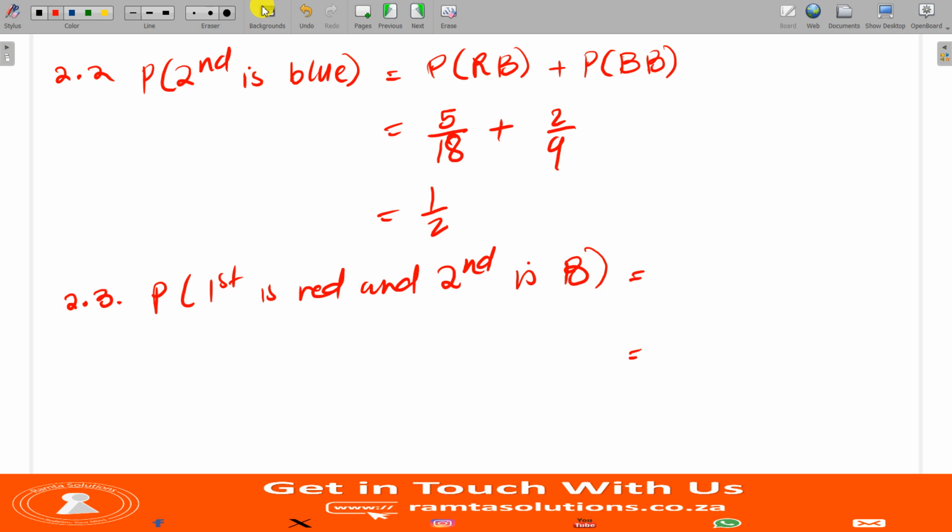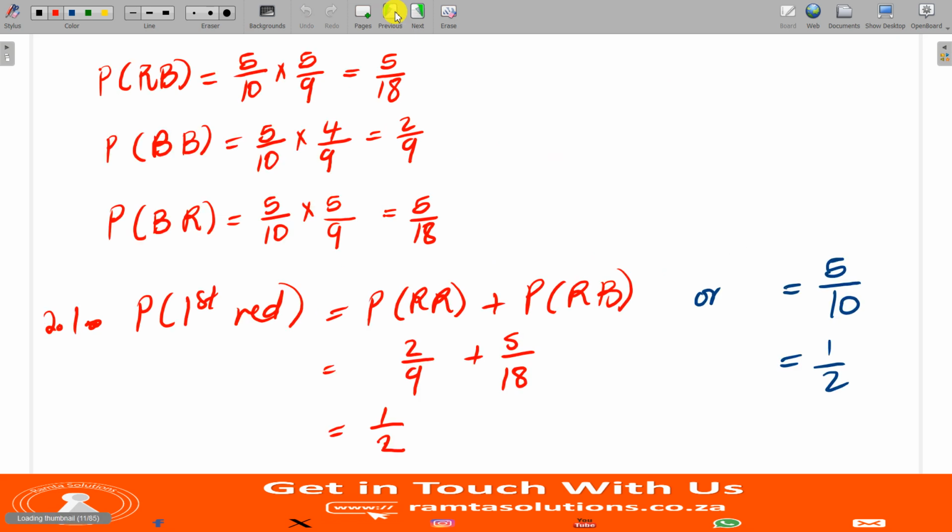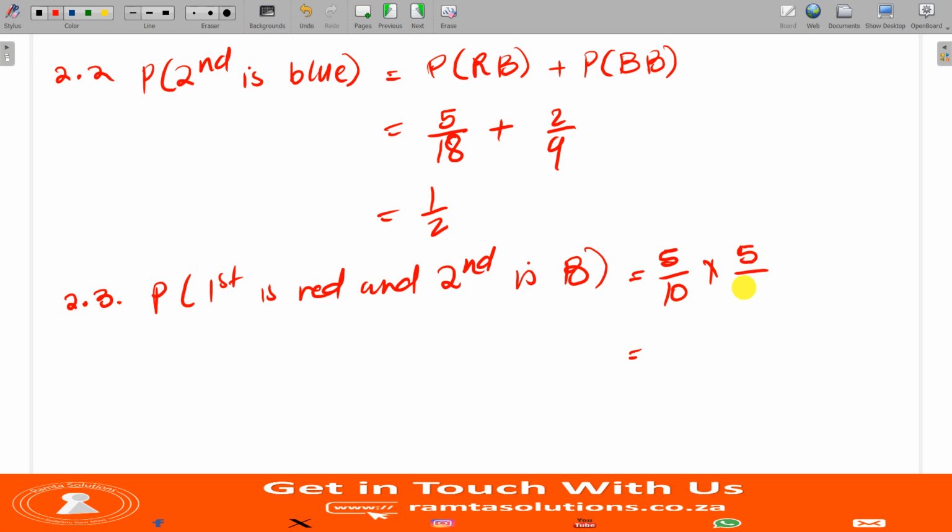So I'm going to say it is 5/10 times, again, it was 5/10 and 5/9. Remember, you removed red first. The number of blues are still 5. However, because you removed one ball, the total will now be 9. So we said this was 5/18. You said it was 5/18.